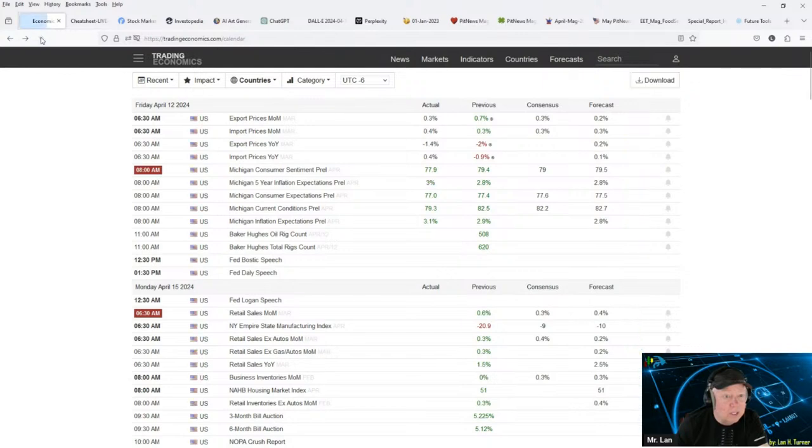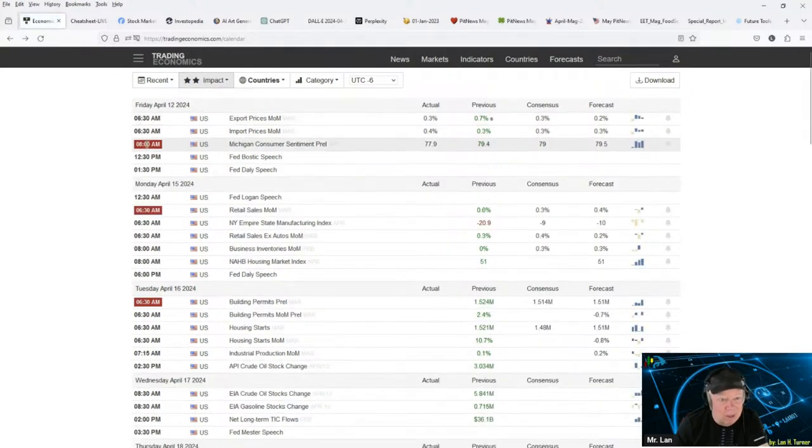Let's refresh that. Today's Friday, 6:30. We had the export numbers. The Michigan consumer sentiment came in at 8 o'clock, which was 10 minutes ago, which is why we got that little bump. They always put that in red, and I don't know why. It has not got a red impact on the market, but they do it anyway.